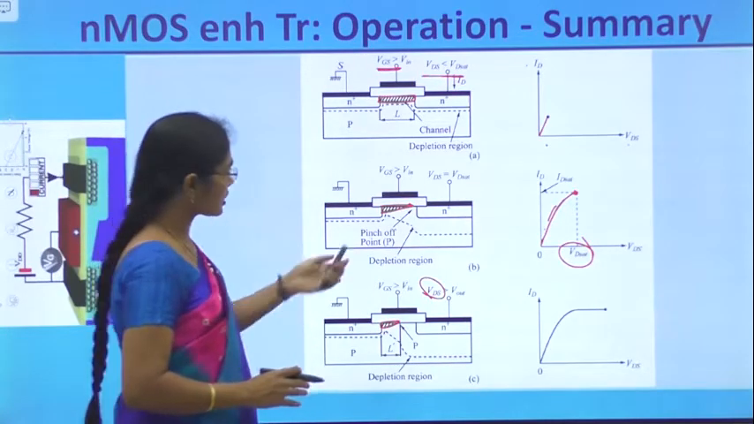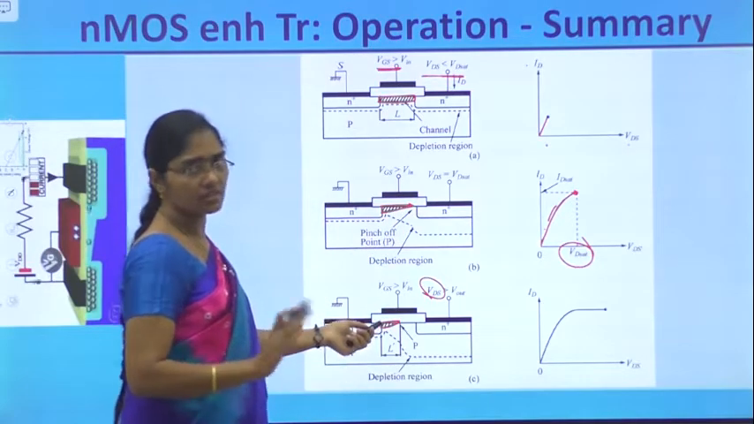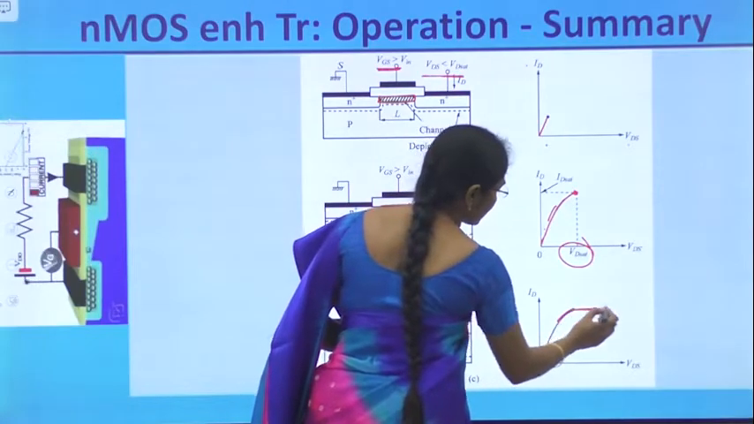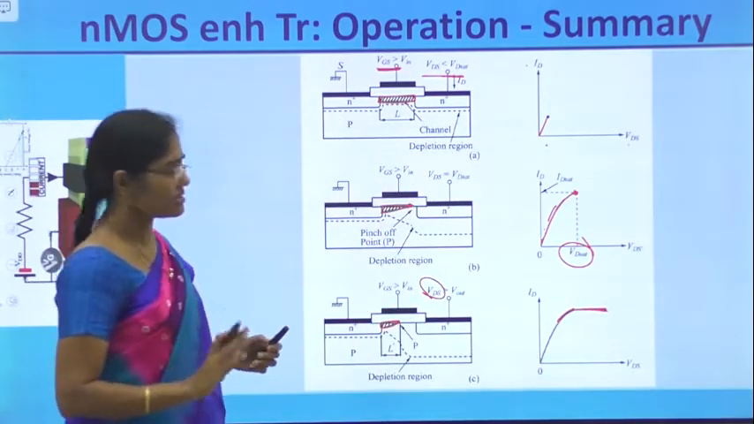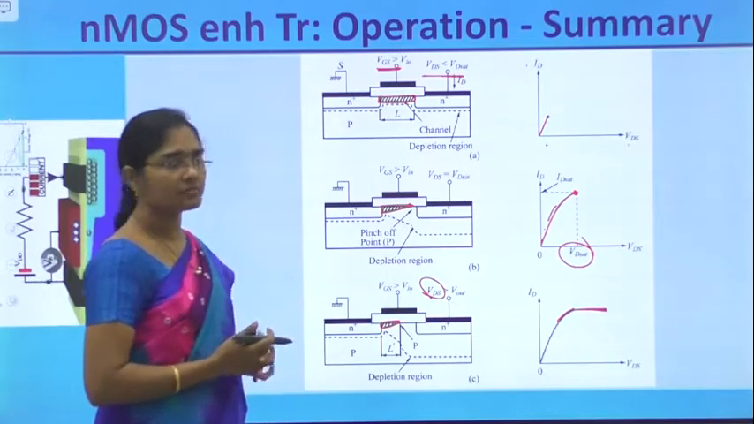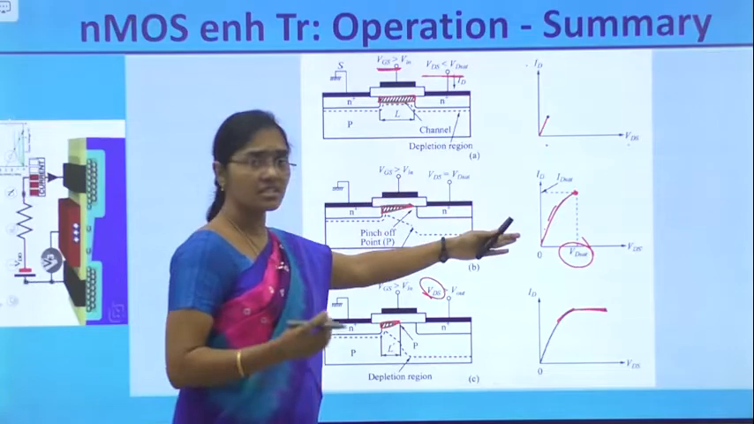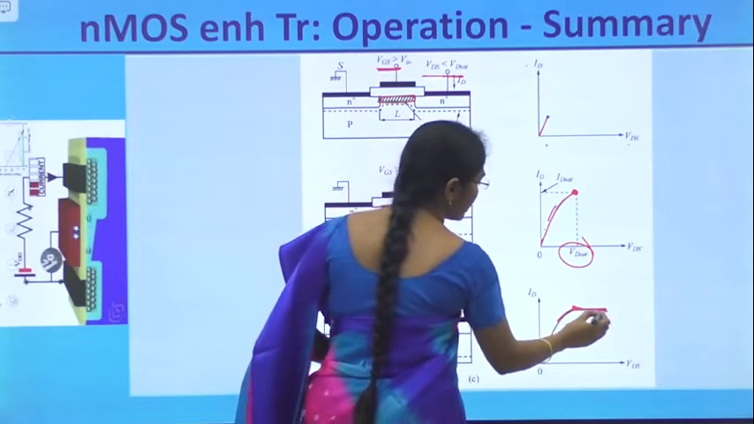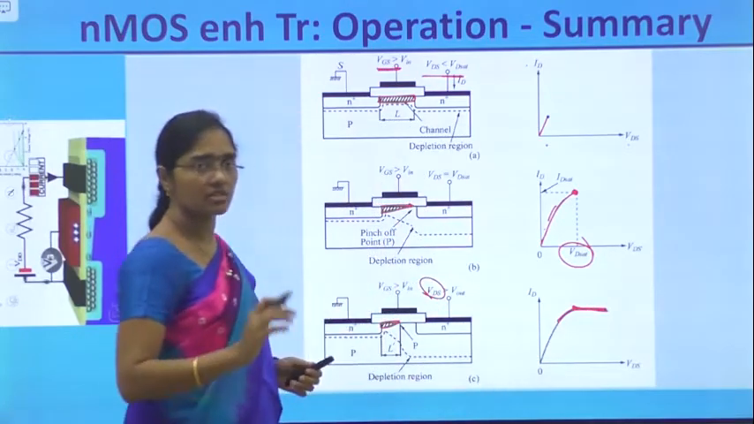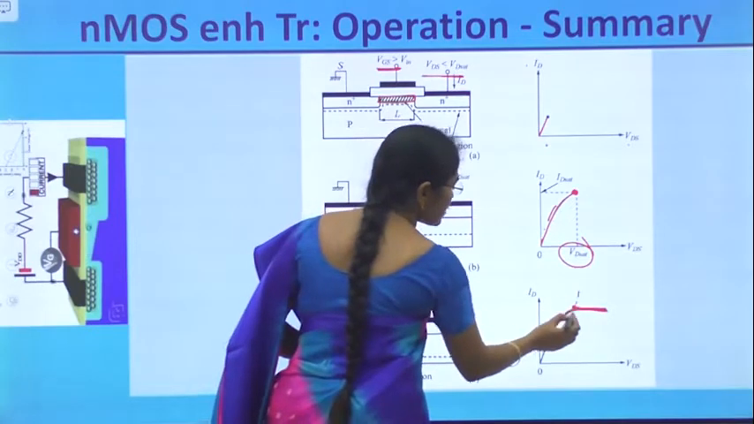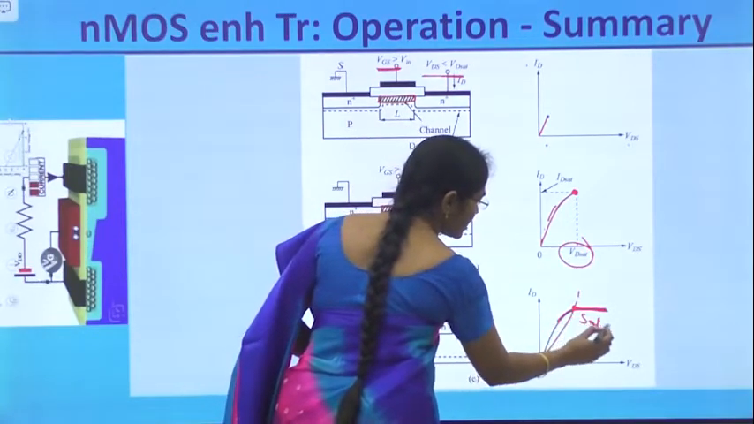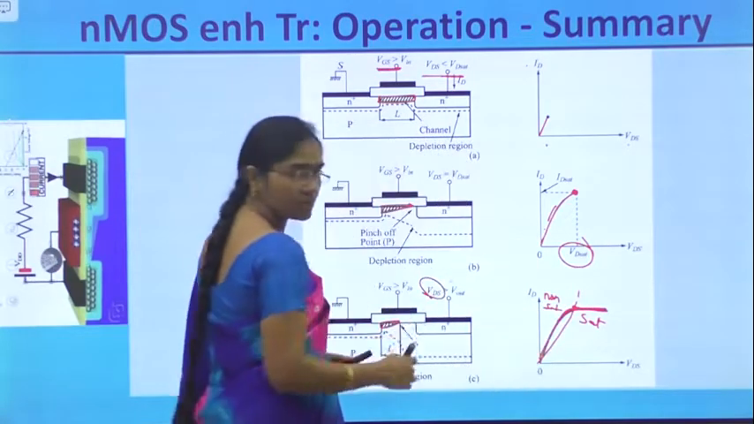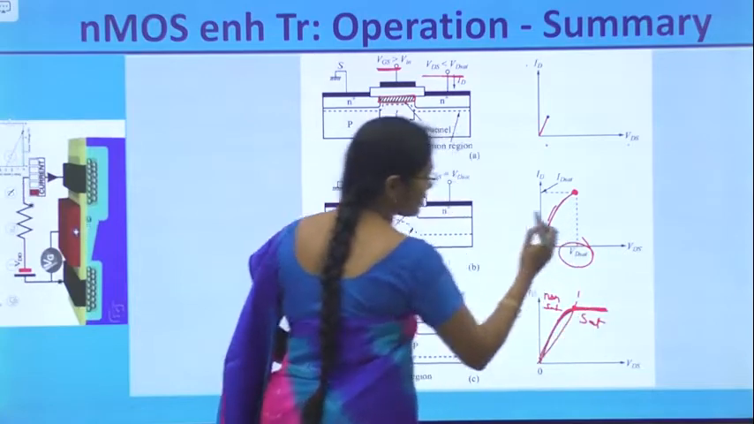So whatever current is maintained here, that will be maintained as a constant. Therefore it reaches one maximum point and it will continue even if you are increasing VDS continuously at the drain potential. So, in the non-saturation region current, at the saturation starting point the current makes a maximum, and that maximum current will be maintained during the saturation region. This region is called saturation and this region is called non-saturation. In the non-saturation region, current is variable, but in the saturation region, current is constant.